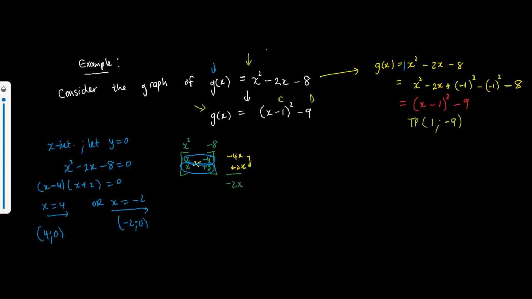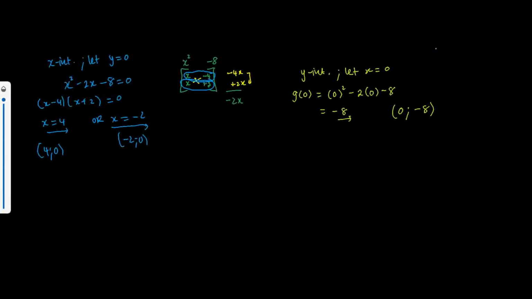Now we need to define our y-intercept. We're going to let x equal 0, right? So g of 0 is equal to 0 squared minus 2 into 0 minus 8. That's going to give me negative 8. So the coordinate of the y-intercept would be 0, negative 8. Okay, so now we have 4 coordinates. Remember, I told you you just need a minimum of 3 coordinates to draw the parabola. So we have more than enough information.